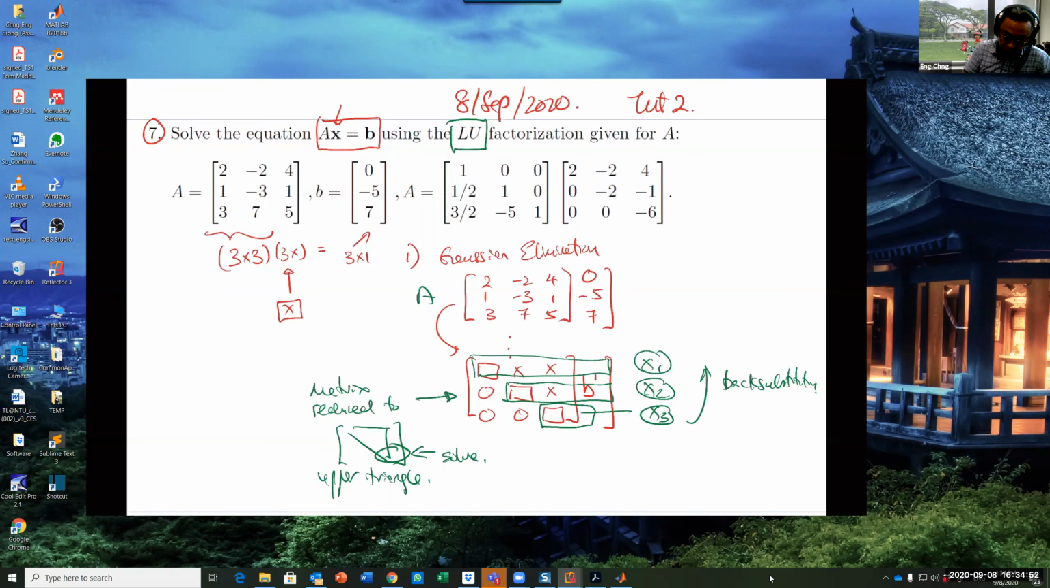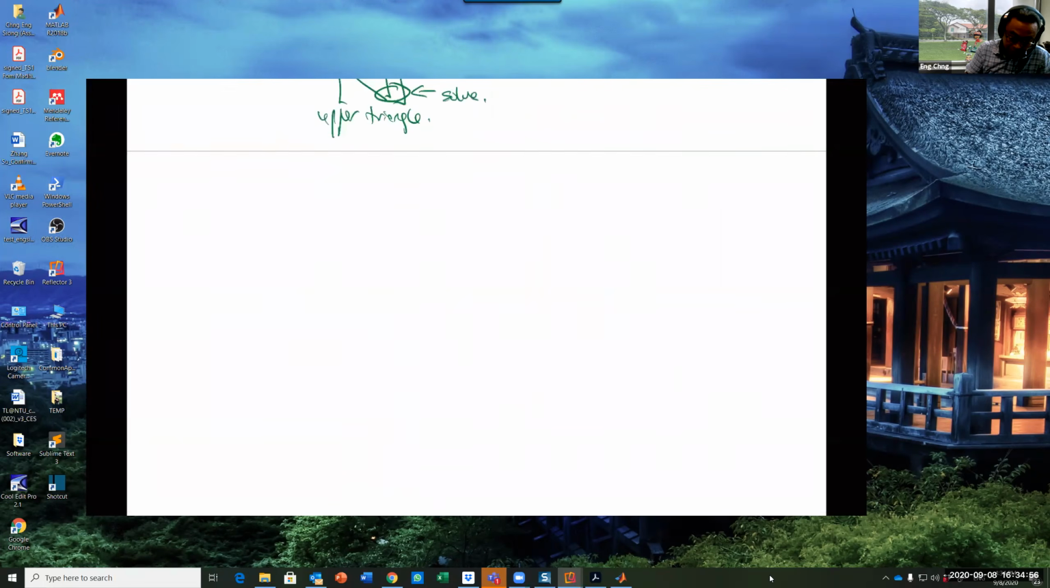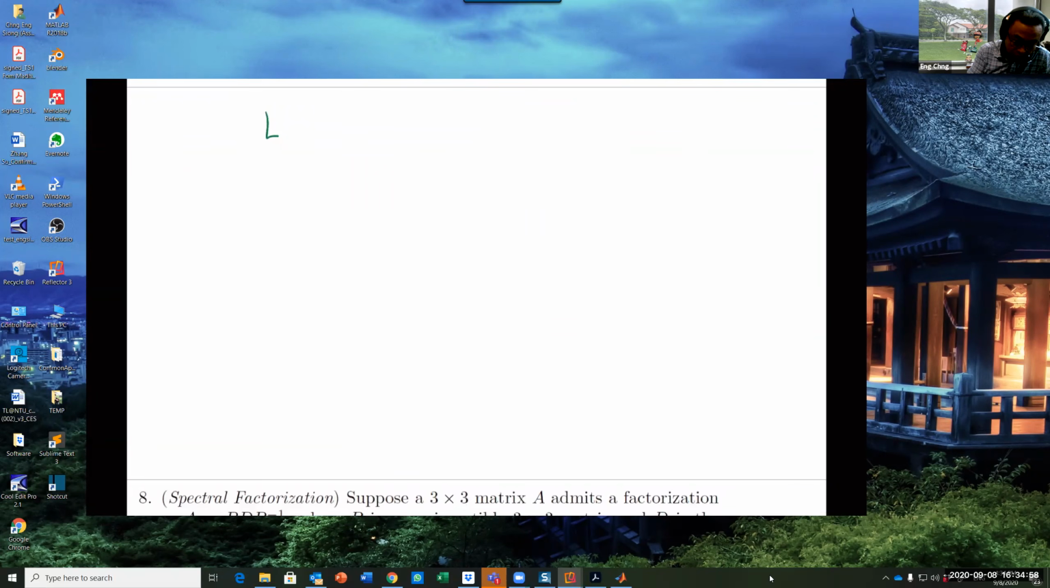Okay, so what does the LU factorization do first? And we come back to the problem. Basically, LU is an operation that takes the matrix A in MATLAB and will give you two matrices, one called L and one called U. And these matrices together, when they multiply, give A.